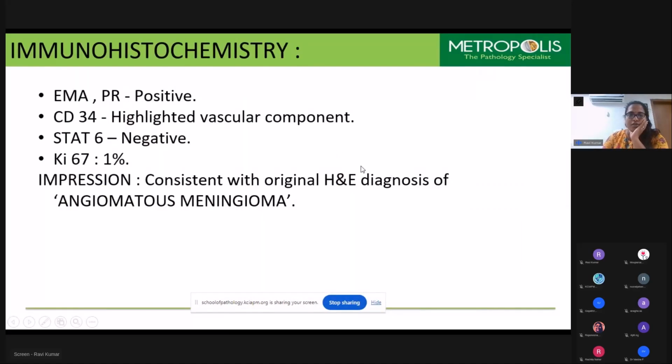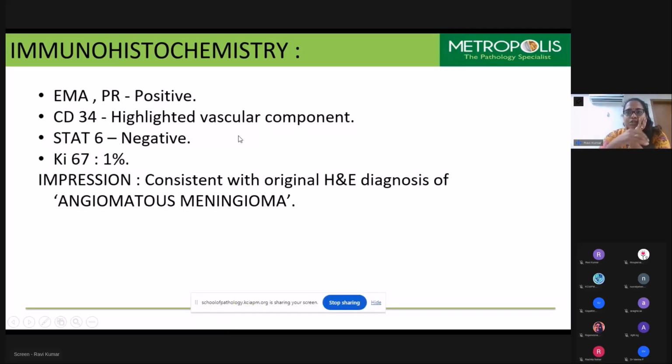So now the main point, we did immunohistochemistry on this case. We did a very limited panel. The stromal spindle cells, whatever you are seeing, were positive for EMA and PR. CD34 highlighted the vascular component, and STAT6 was negative. So STAT6 negative rules out hemangiopericytoma, and PR positive rules out hemangioblastoma. Then the impression was consistent, and the Ki67 was 1%.